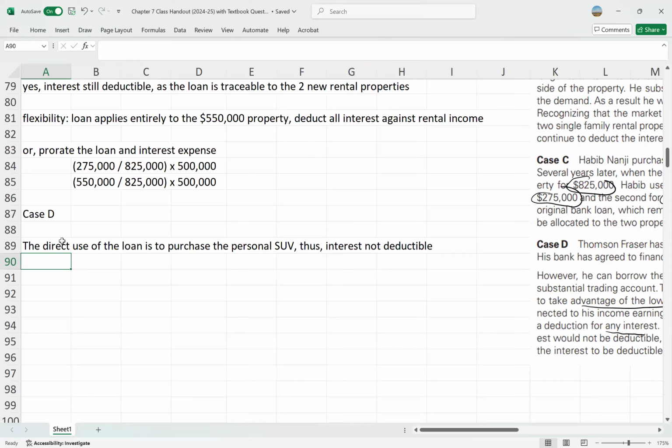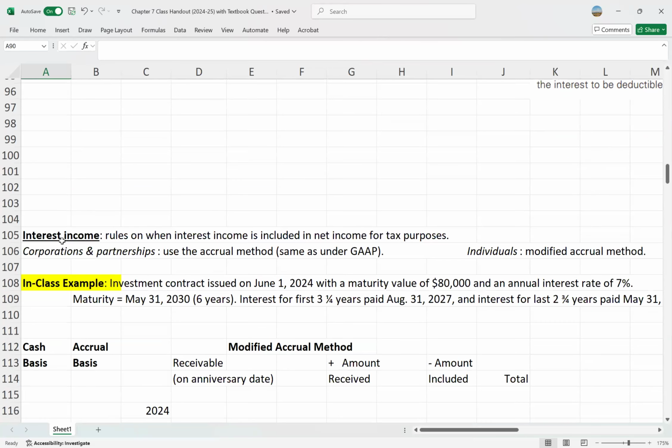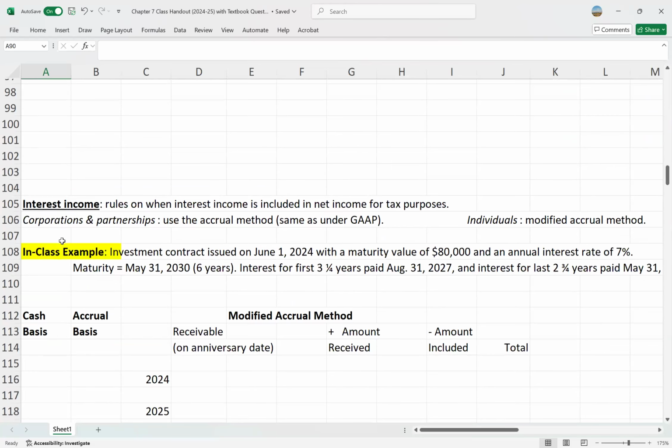So now we're going to move on to the income side. We've dealt with interest expense deductibility. Now we're going to move on to interest income. So what are the rules with respect to interest income?